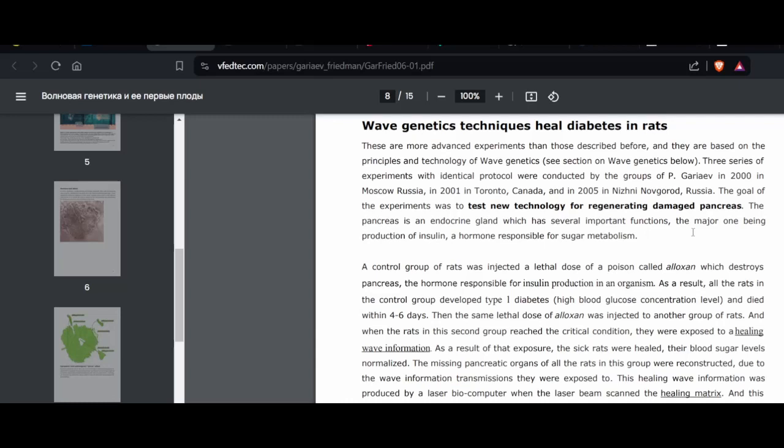So the information for the healthy pancreas was stored in the DNA of the healthy rats. And then this information was passed to the sick rats and programmed their stem cells to regenerate their pancreas. Isn't that insane?